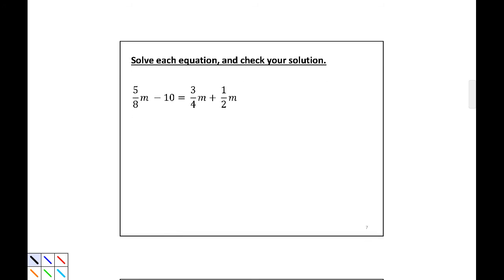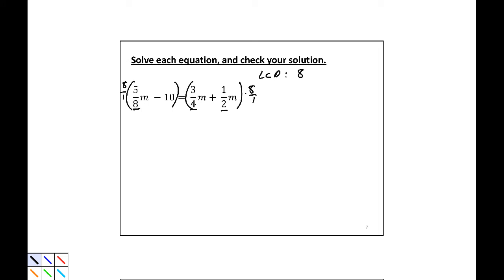For our next equation, we want to look again for the least common denominator. The least common multiple of 8, 4, and 2, all of our denominators, is 8. So I'm going to multiply both sides of my equation by 8 over 1. Now the over 1 is sort of redundant, but keep that in mind if you need to.